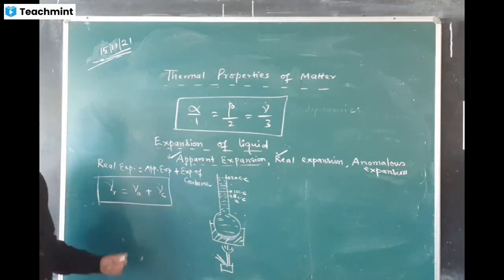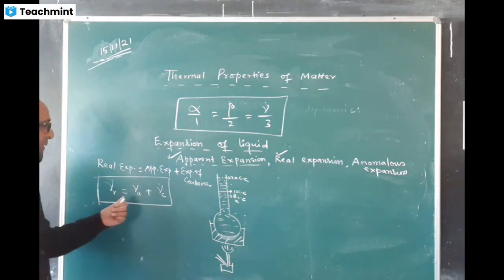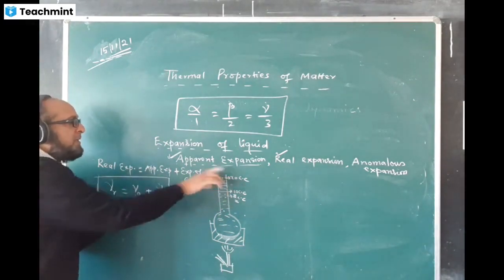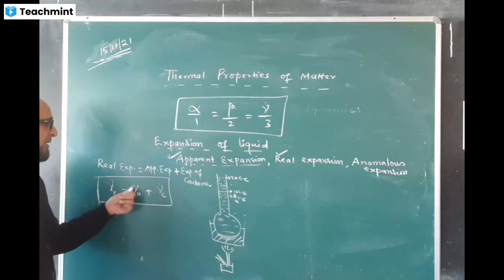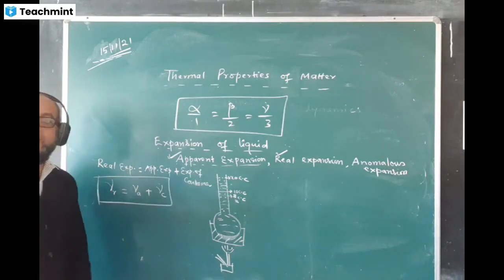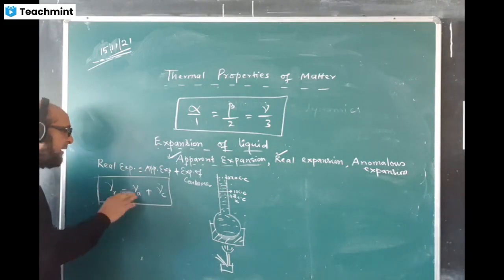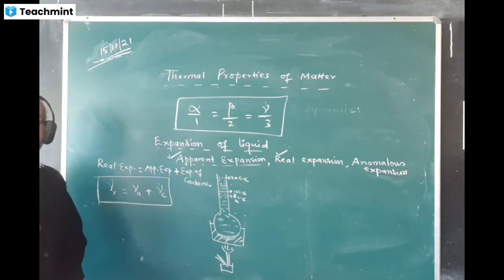So your answer came 12 because 10 cc becomes 20 cc, that means 10 cc for the liquid here, and the container is expanding by 2 cc. So this is the relationship between real expansion and apparent expansion. This is the formula. Okay?